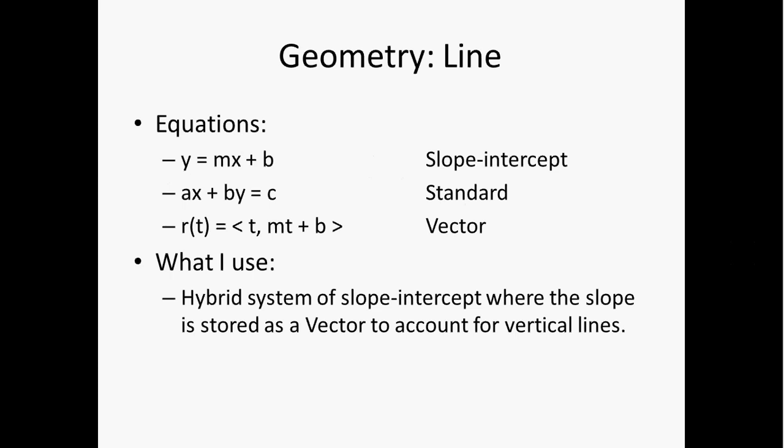There are actually three ways to represent a line. There is the slope-intercept form, the standard form, and the vector form of a line. I use a hybrid system. It's based on the slope-intercept form, except I have a vector to represent my slope rather than a scalar number. This way, when I have vertical lines, I have a slope of either 90 degrees or 270 degrees and not infinity. It makes it easier to recognize vertical lines and then deal with them in a programming context.